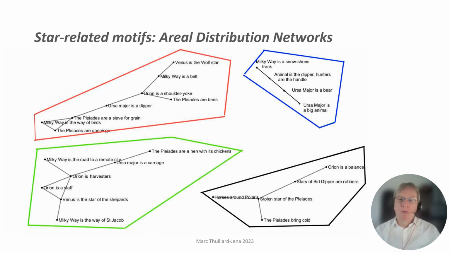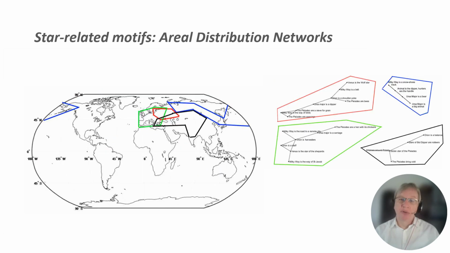Now, we found these 4 different clusters, and you can see where they are geographically. And you see that on one hand, they define a geographic region, but they all intersect here in a region between, I would say, the Baltic Sea and the Eastern Mediterranean Sea. But they spread all over Eurasia.